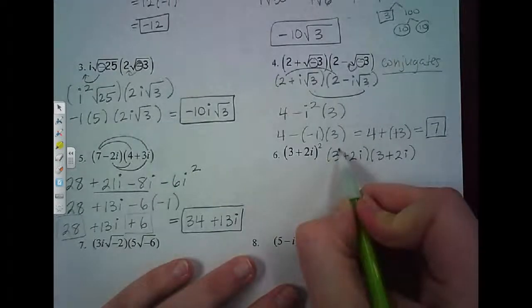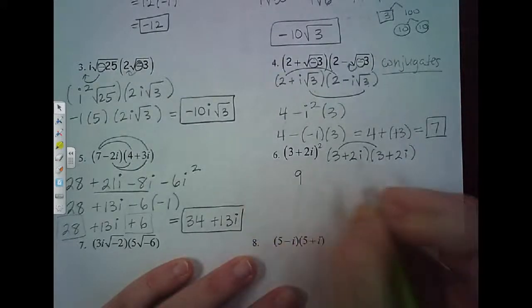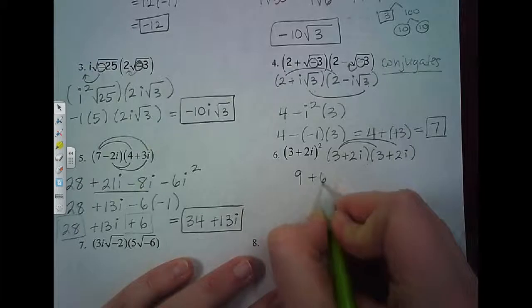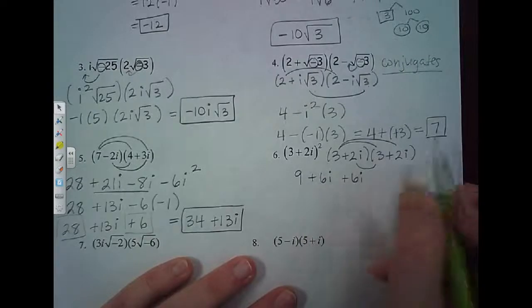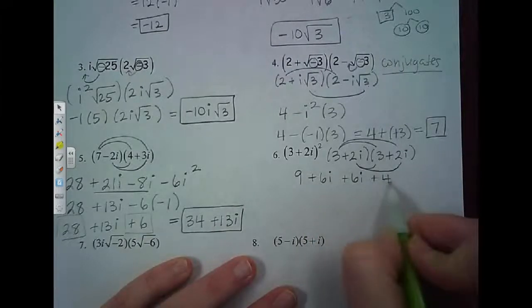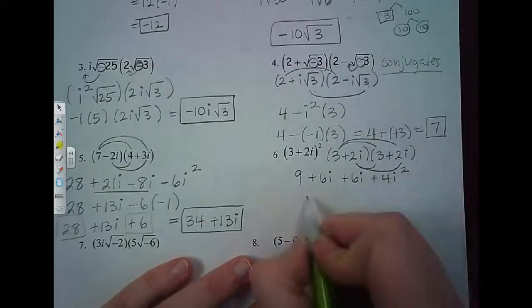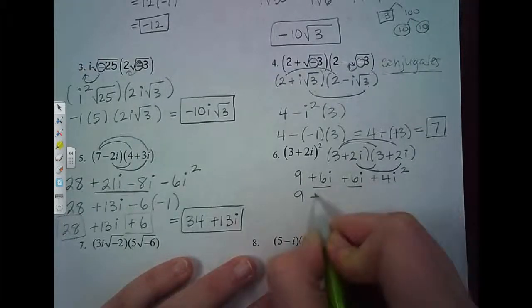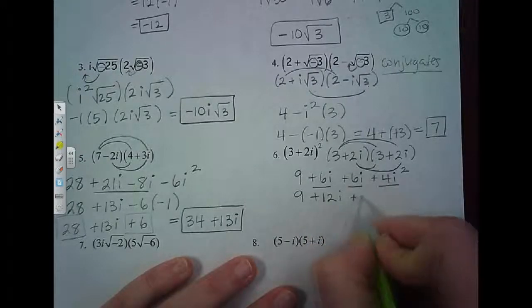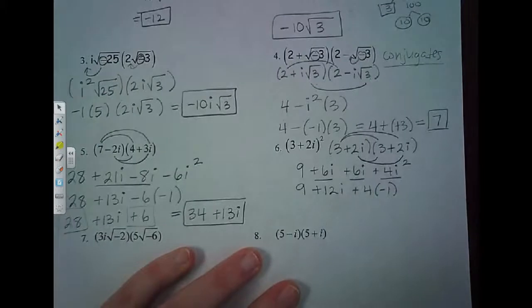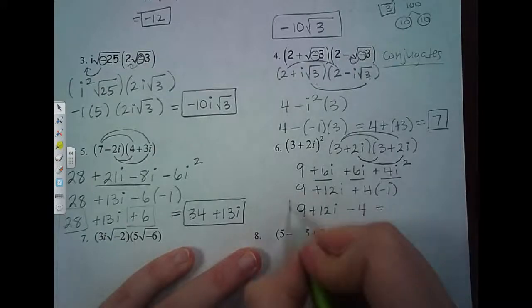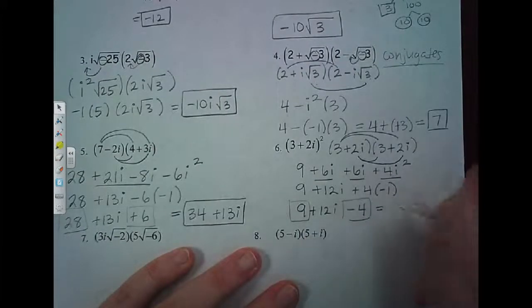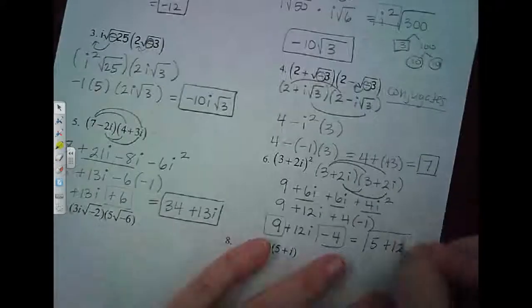Okay, so when you've done this, you should have 3 times 3 is 9. 3 times 2i is positive 6i. 2i times 3 is positive 6i. And 2i times 2i is positive 4i squared. So that becomes 9 plus 12i plus 4 times negative 1. So 9 plus 12i minus 4, combine like terms. You should have gotten 5 plus 12i.